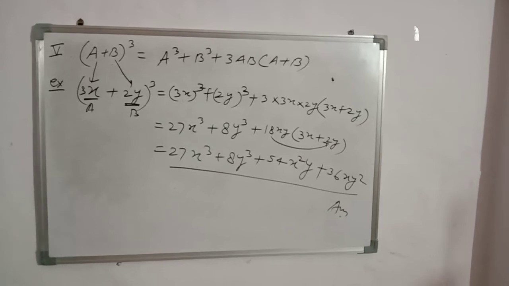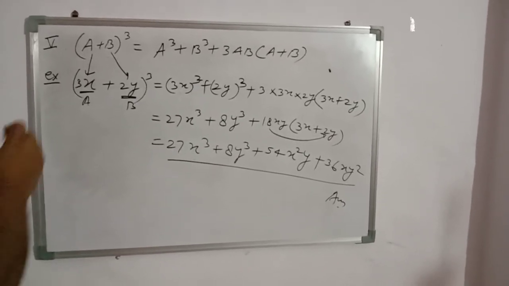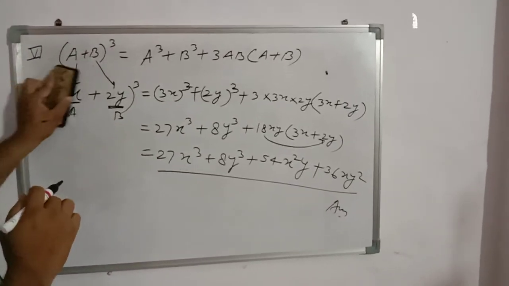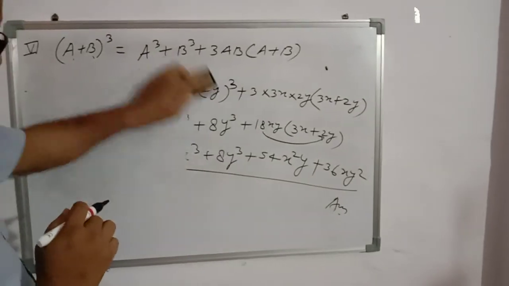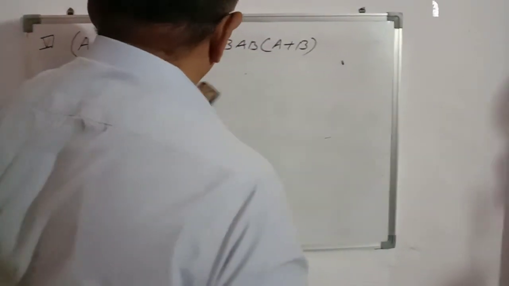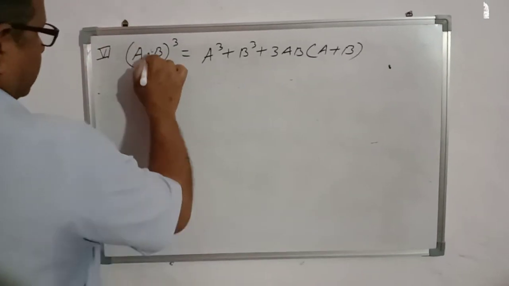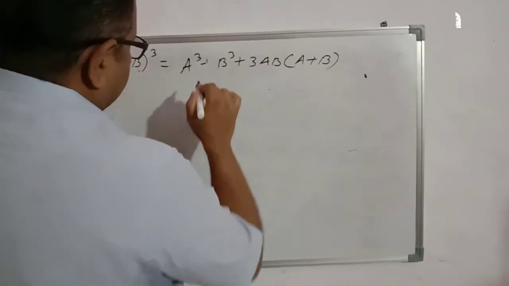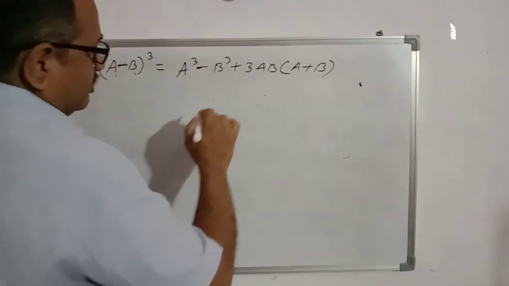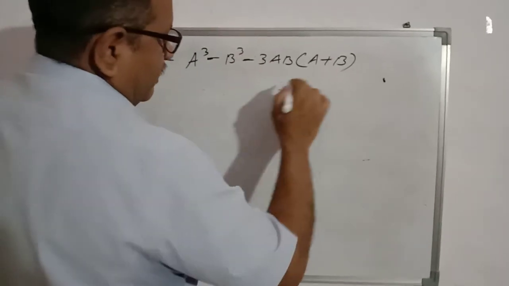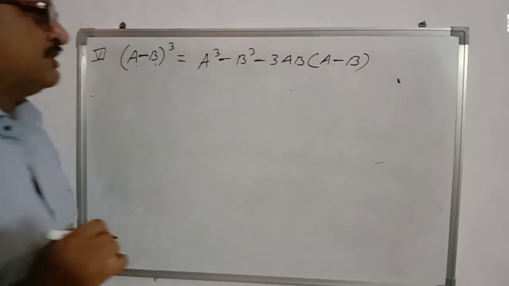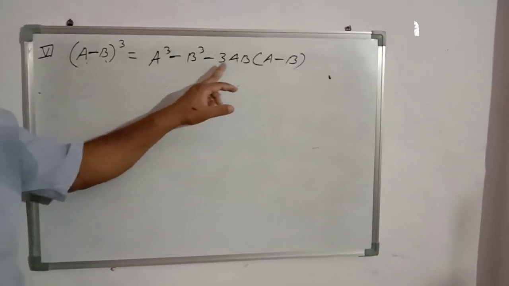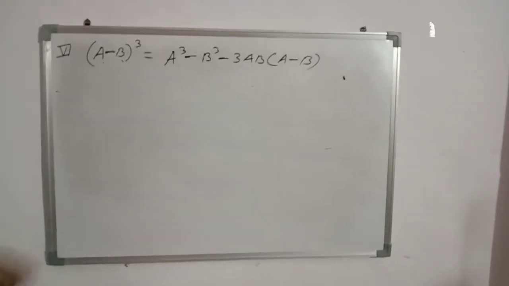Now we will see one more identity. Identity number 6. (a - b) whole cube. (a - b) whole cube is a cube minus b cube minus 3ab in bracket (a - b). We will see with one example.